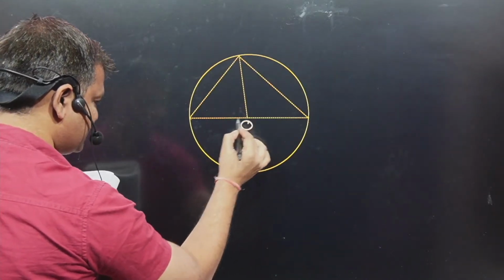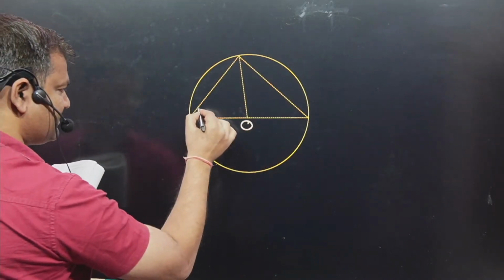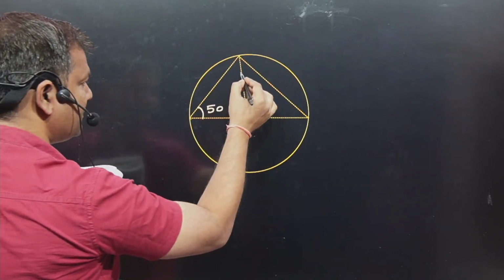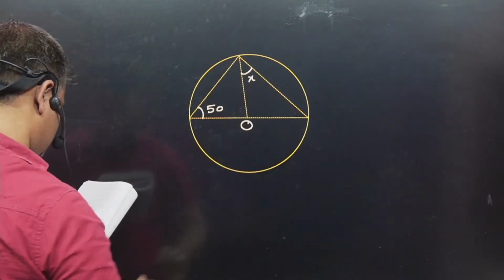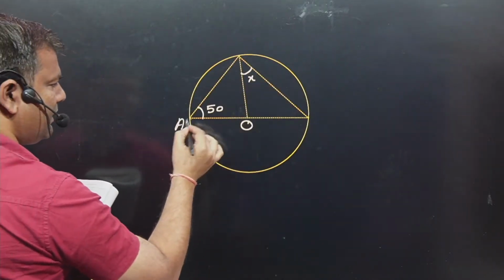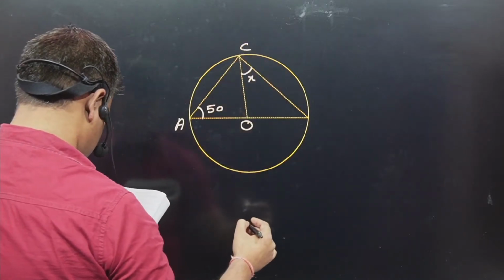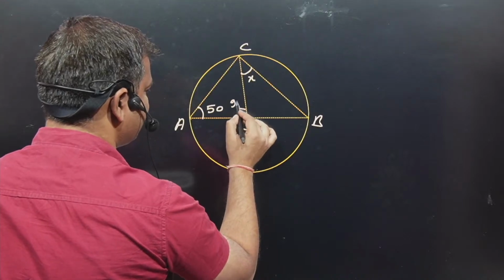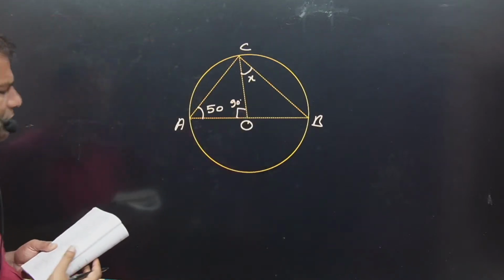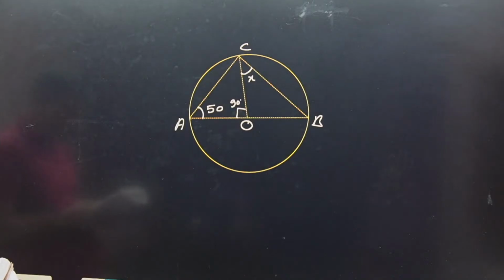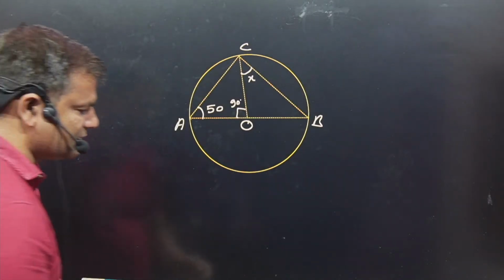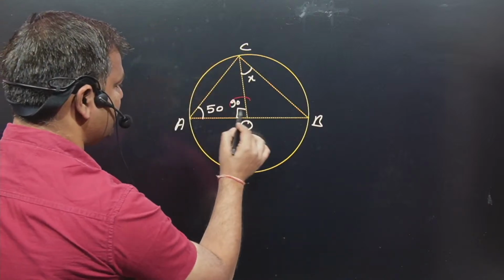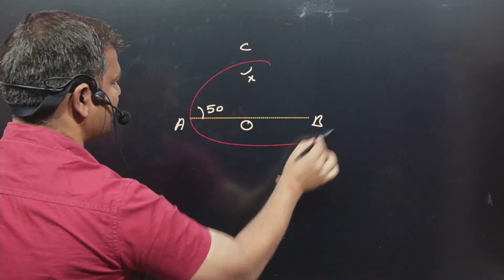Now O is the center of the circle and this one is 50 degrees. And what about that angle x? Here A, C, B, and that angle is 90 degrees. How is that possible? This question is not okay. Wait, the question is not complete.